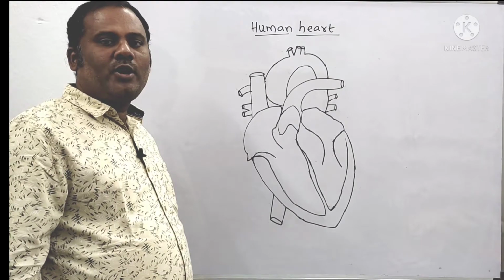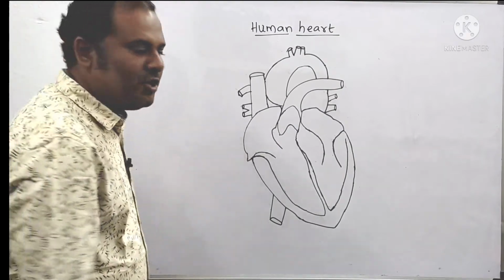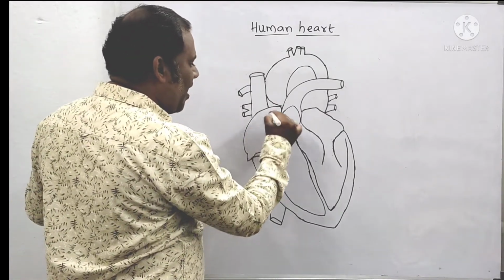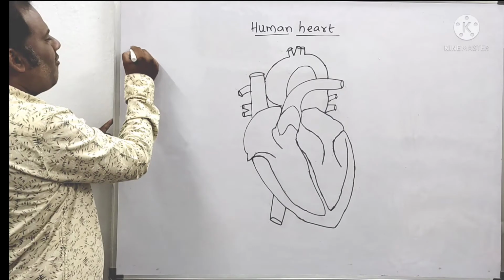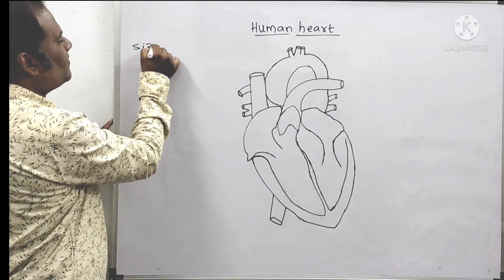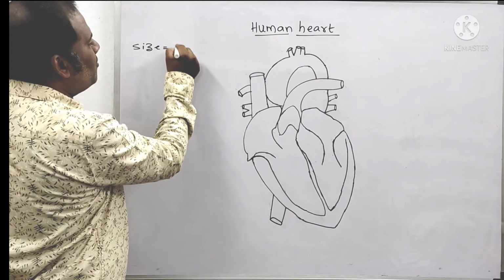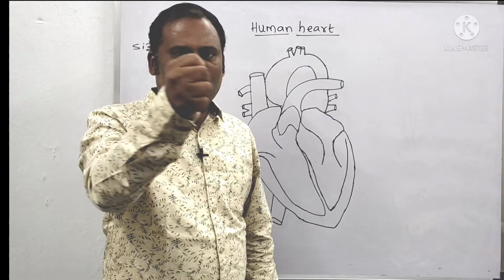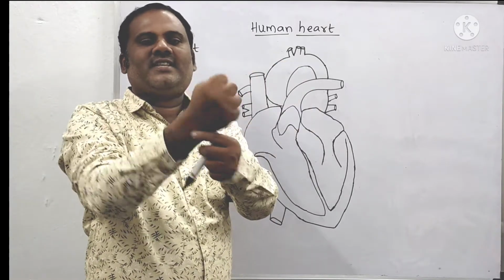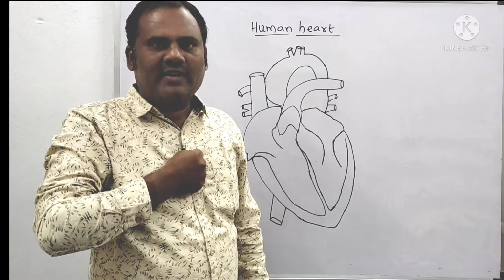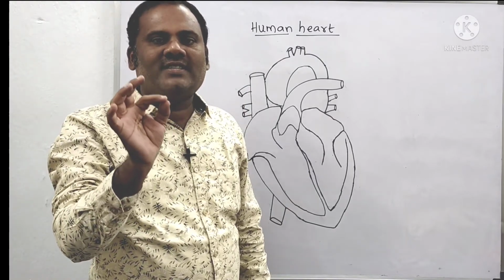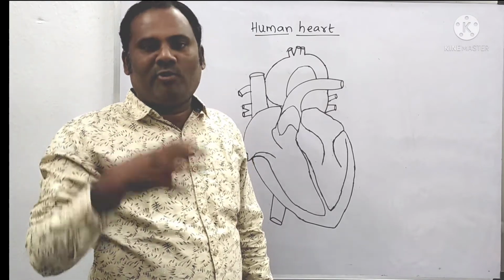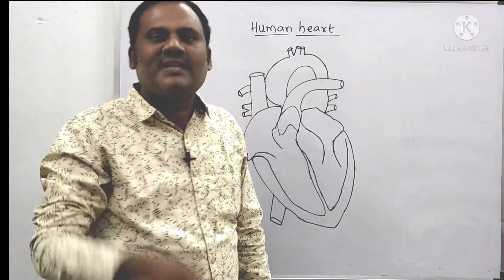We are going to learn about the human heart external features. The heart is generally of one's own fist size. If you close your thumb inside your four fingers and see, this is the size of my heart. So every individual's heart size is their own fist size. అంటే ఒక పిడికిలి size లో ఉంటుంది. One's own fist size.